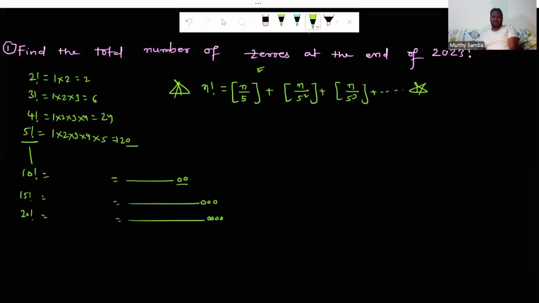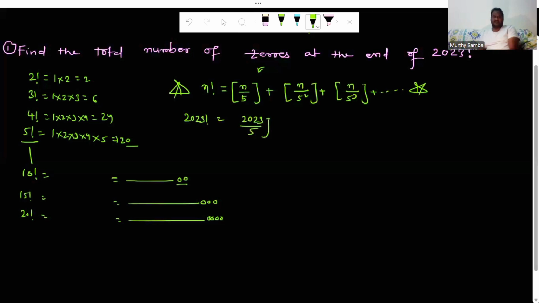Now coming to 2023 factorial. First of all, n by 5 means the integral part of 2023 divided by 5. 5 40s are 200, and for 23, 5 4s are 20, and then 5 6s are 30. But what is the integral part of 404.6? Obviously 404, as we just discussed.